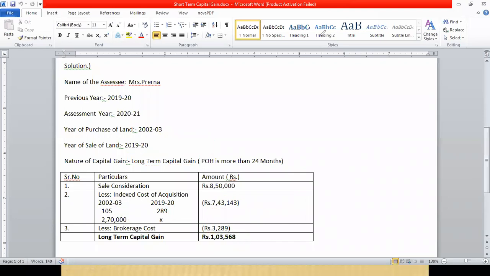Always note and keep in mind that the indexation benefit is not applicable on short-term capital gain. It will be applicable only for long-term capital gain, because short-term capital gain will be less than 2 years in case of land and building, and in 2 years there will not be much variation in cost. You can think like that also logically. Clear? Understood, everybody?